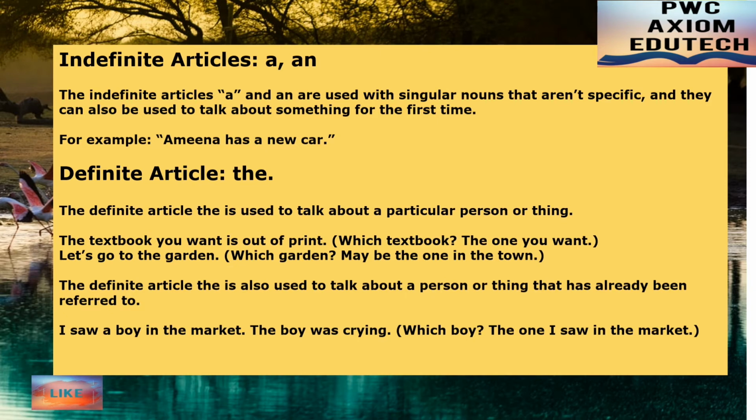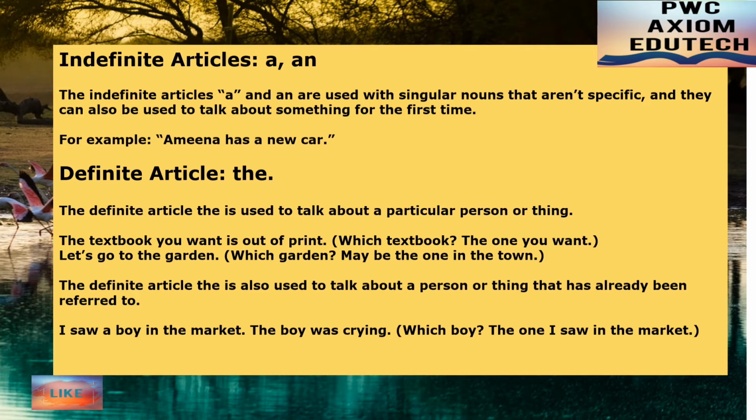Let us learn about the definite article. The definite article is used to talk about a particular person or thing. The textbook you want is out of print. Here, there may be a question in your mind: which textbook? The one you want. Okay, let's go to the garden. Which garden? Maybe the one in the town. It means the garden and the textbook are specific, definite. That's why we have used the article before them.